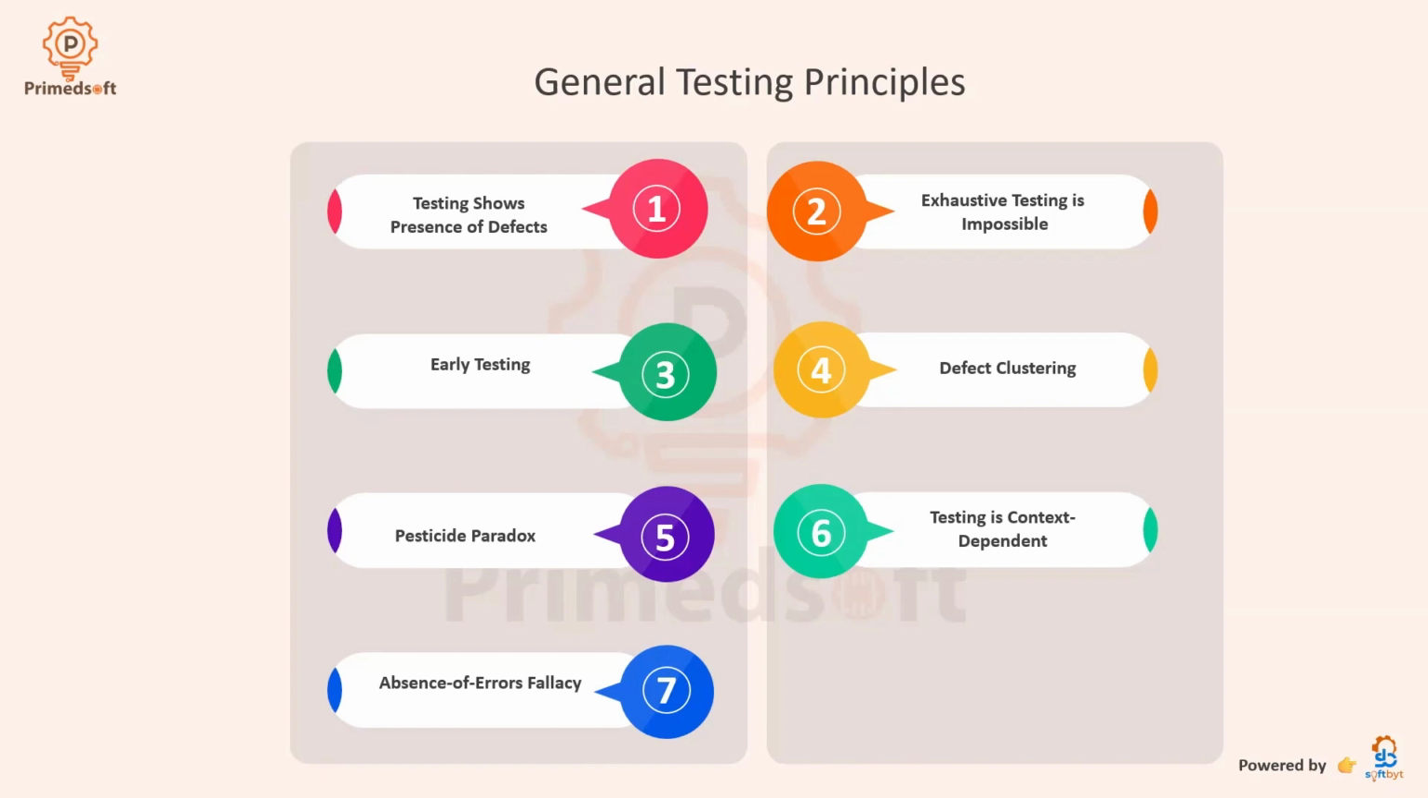The last one is absence of errors fallacy. What this means is that the absence of detected defects does not necessarily indicate that the software is error-free. When during testing you fail to detect any error, it doesn't mean that that particular software is error-free. Testing can only provide information about the presence of defects, not their absence.